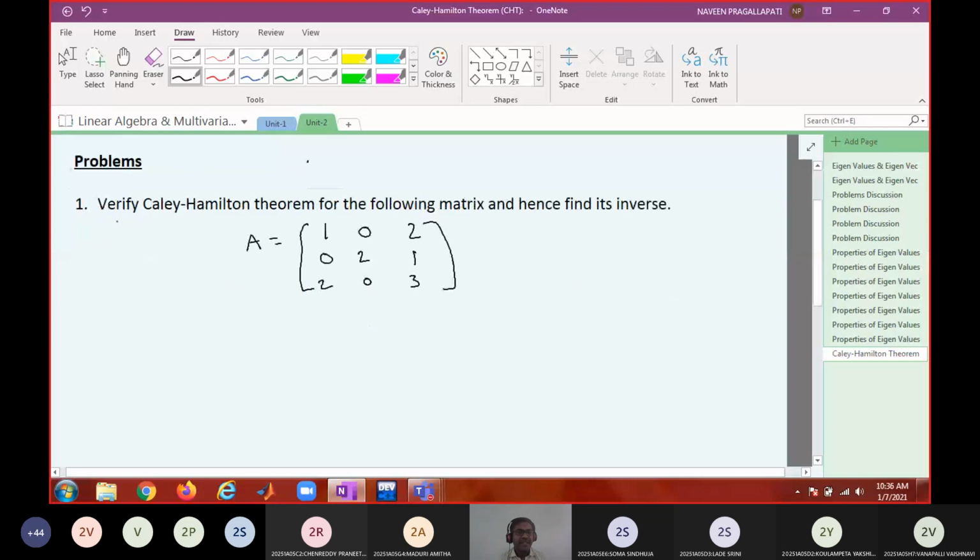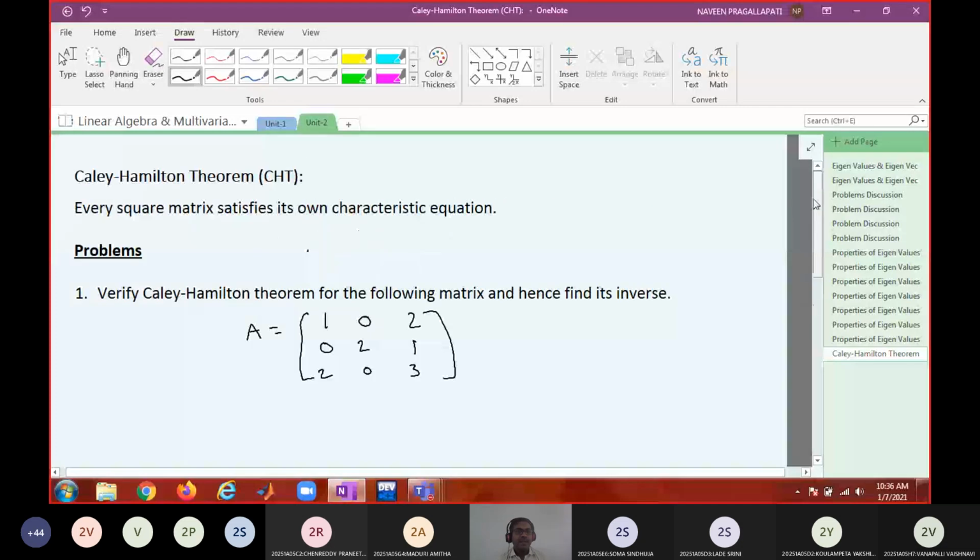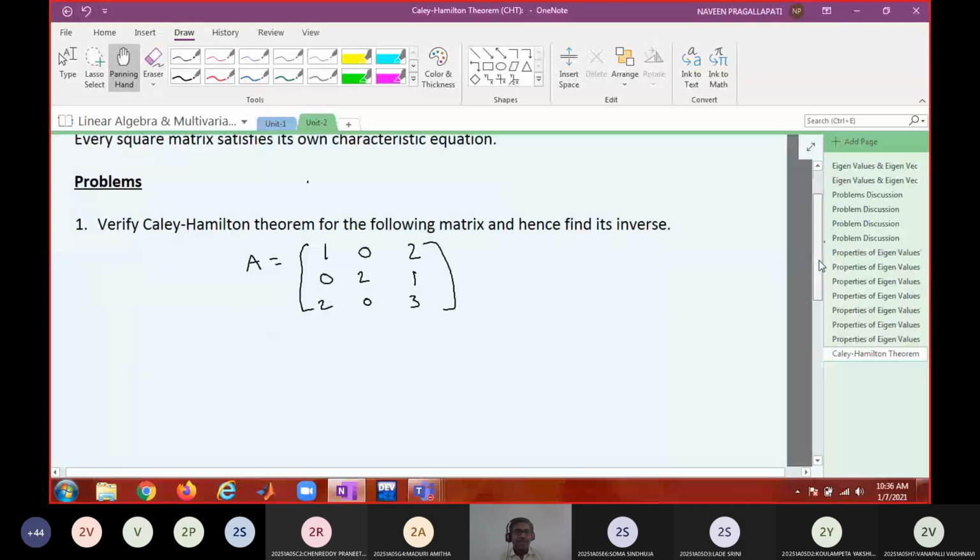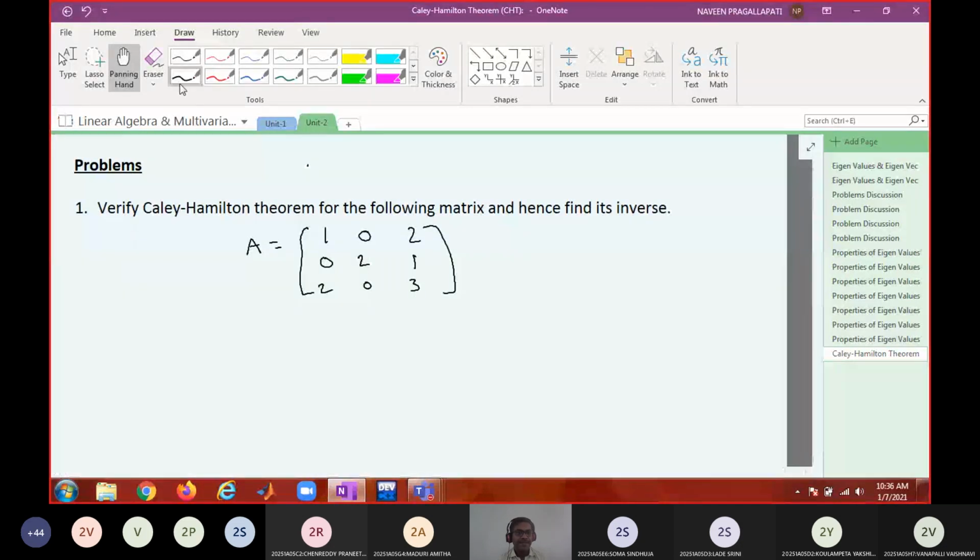So the question is about verification of the Cayley-Hamilton theorem. What the Cayley-Hamilton theorem says: a square matrix satisfies its own characteristic equation. That means you have to show that this matrix actually satisfies the characteristic equation. So find out its characteristic equation first.